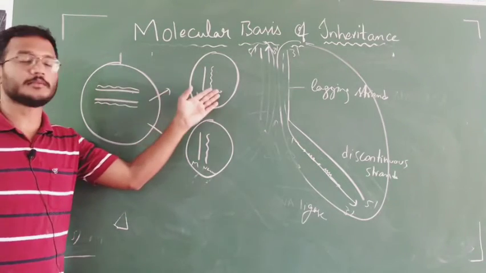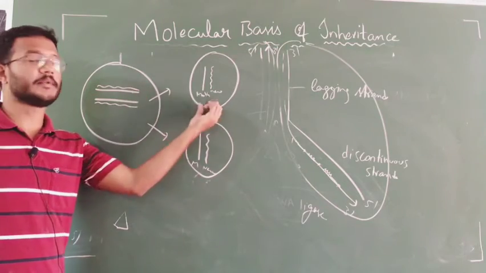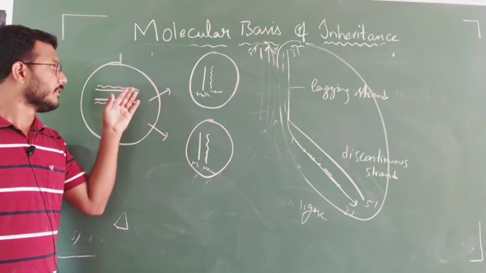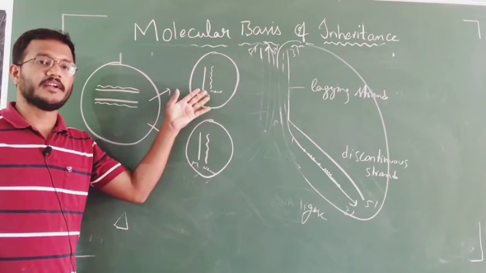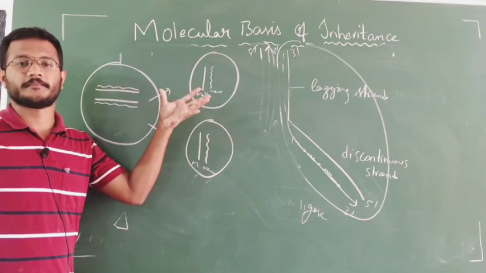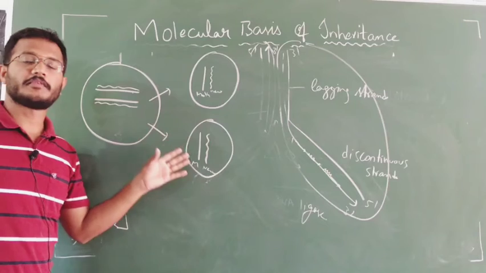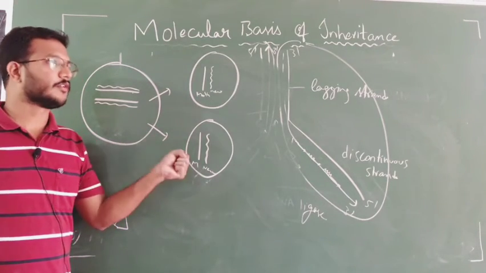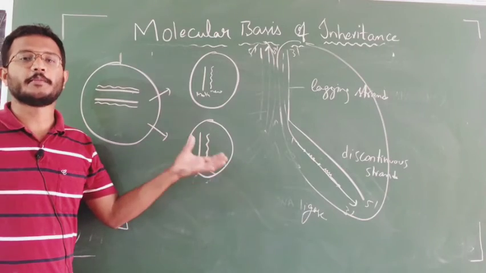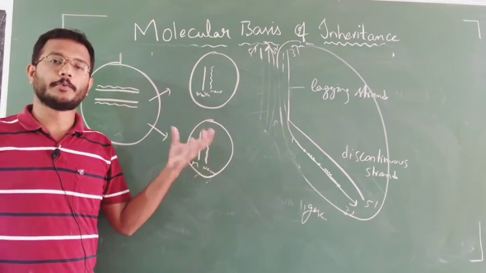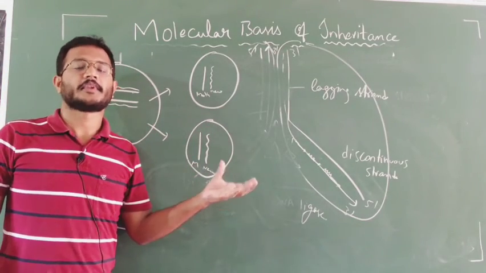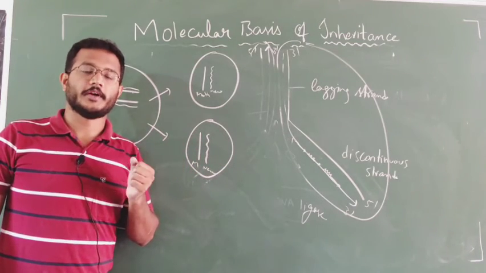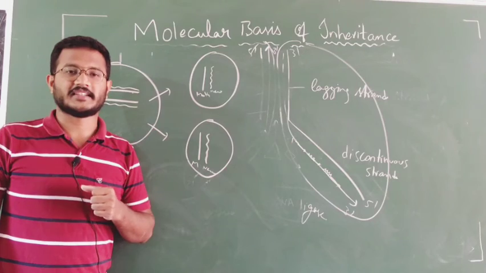If both the same strands came here, that would be conservative, full conservation. But here, one strand of the mother comes and a new strand is synthesized, and one strand comes from the mother and a new strand is synthesized. That's why we call this mechanism the semi-conservative method. To prove this experimentally, Meselson and Stahl performed an experiment. We will see it in the next class.